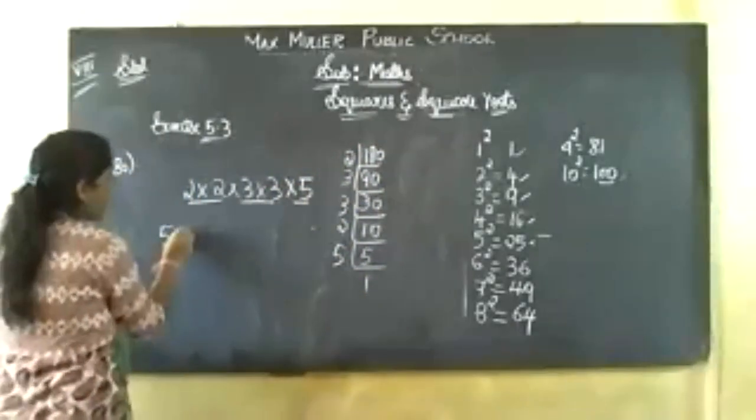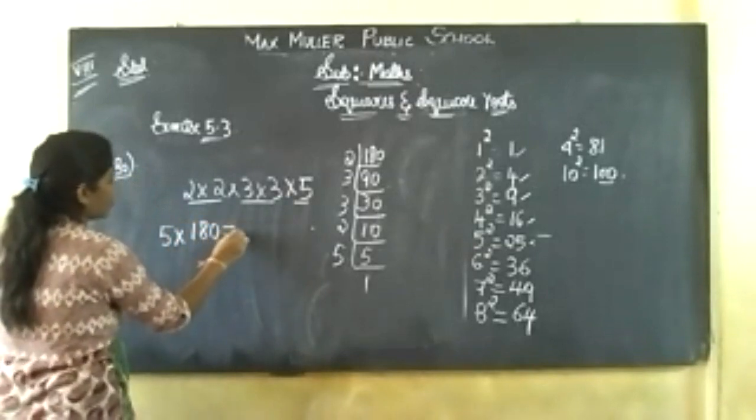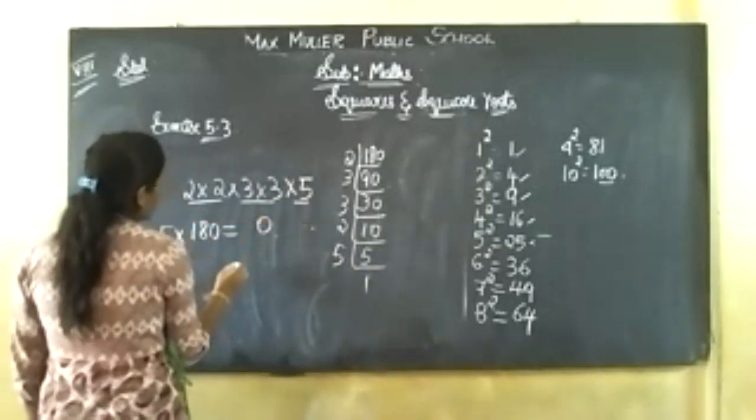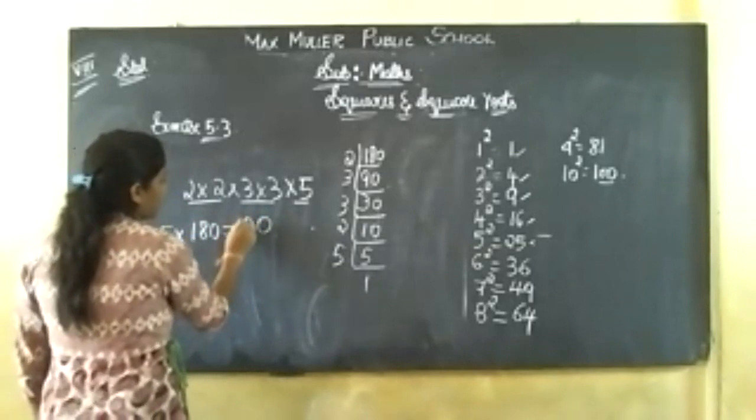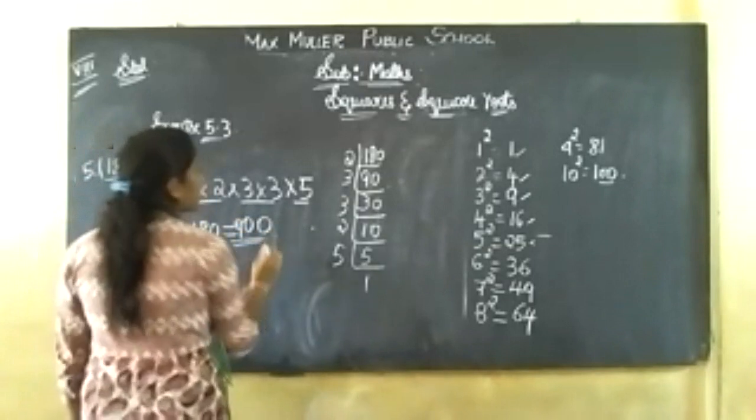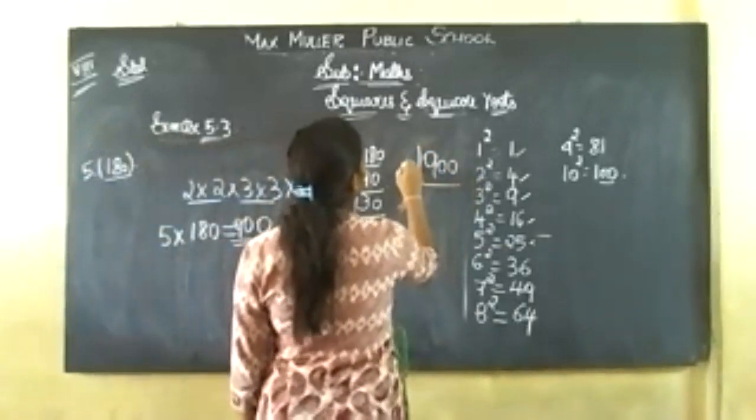So you have to multiply this number with 5. 180 into 5 you do. 5 zeros are 0. 5 8s are 40, 4 carry. 5 1s are 5, 9. So 900 you will get. That number, prime factorize again.